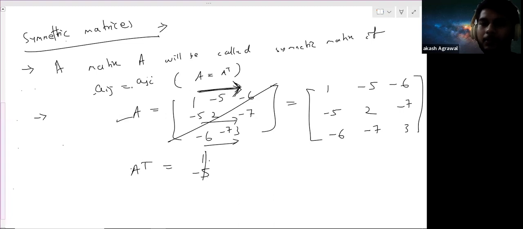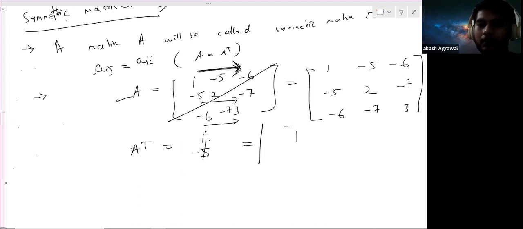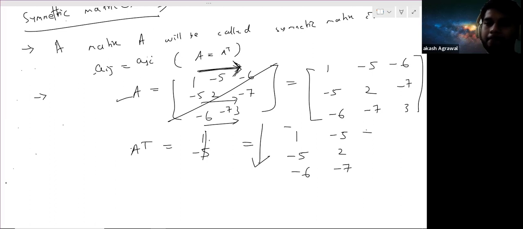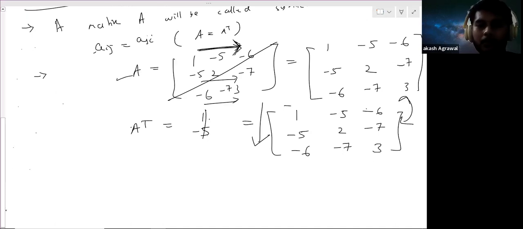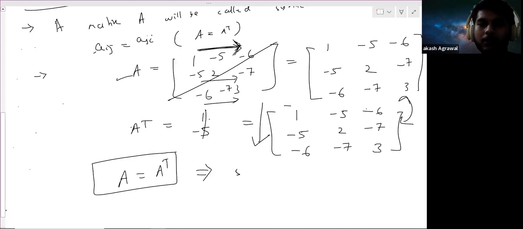Can you tell me what will be A transpose? 1, minus 5, minus 6. In a row or vertically? In a column. Okay. Then minus 5, 2, minus 7, then minus 6, minus 7, 3. Now, what is the difference between these two, the one above and the one below? Are they equal matrices? Yes. But we took the transpose of this, right? So I can say that A equals A transpose. So this is called a symmetric matrix.